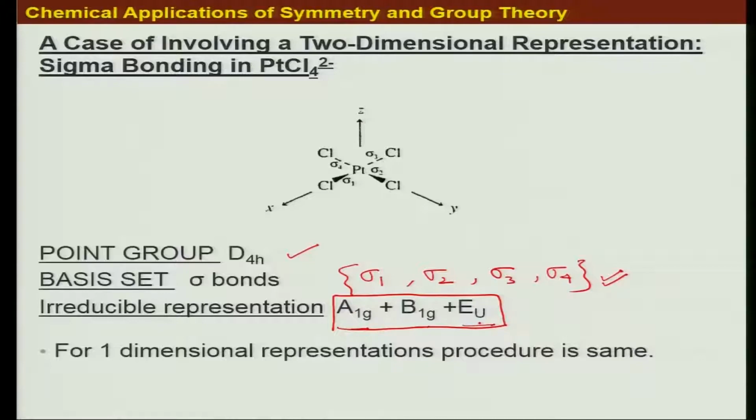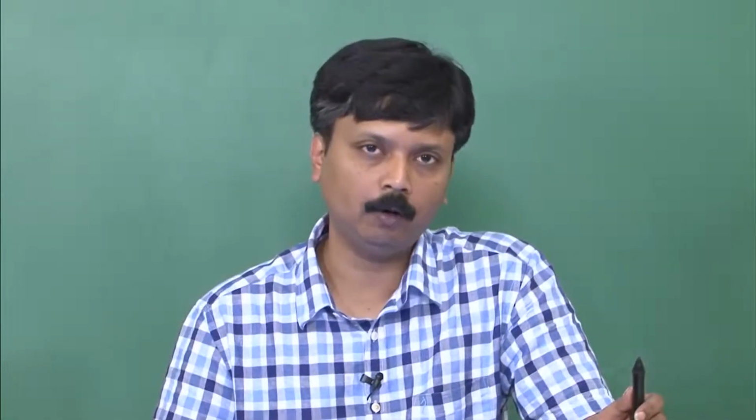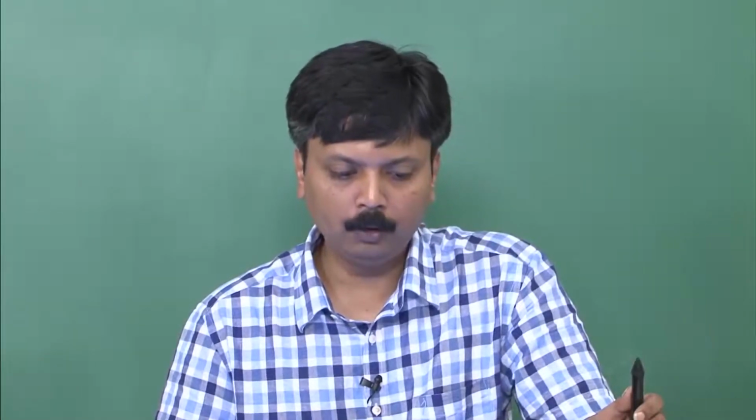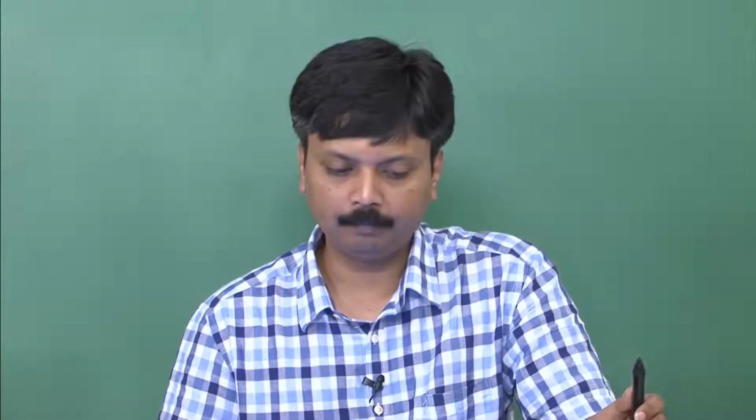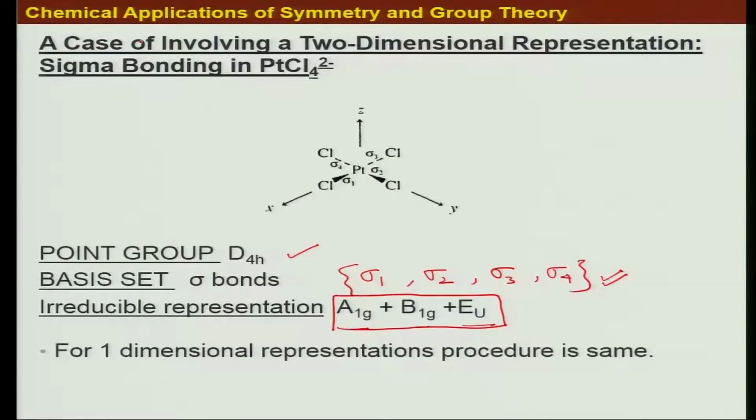Alright. So here I have 2 one-dimensional irreducible representations, A1g and B1g, and 1 two-dimensional representation. For one-dimensional representations, things are as usual, as we have already discussed in the case of ethylene. So here also you should be able to do that very easily. Okay. So here there is a mistake. This will be A1, specifically this will be A1g.